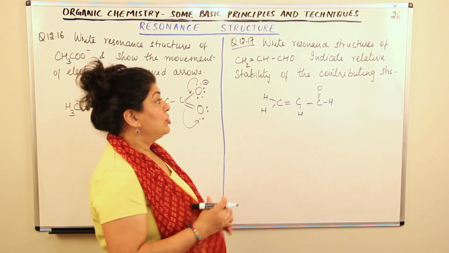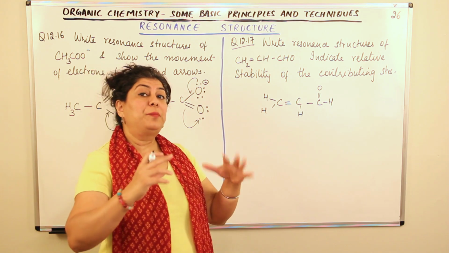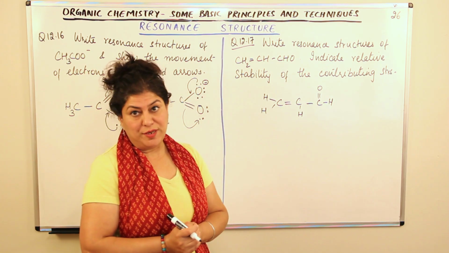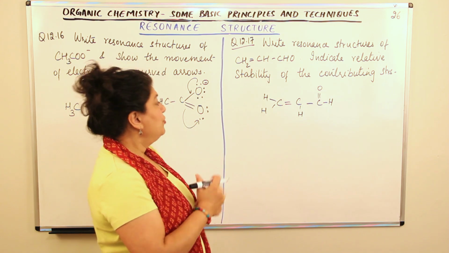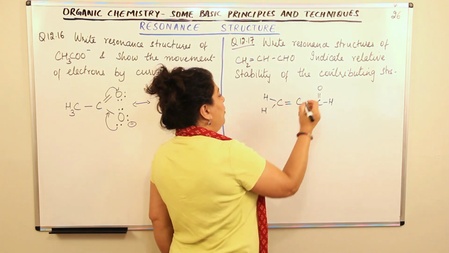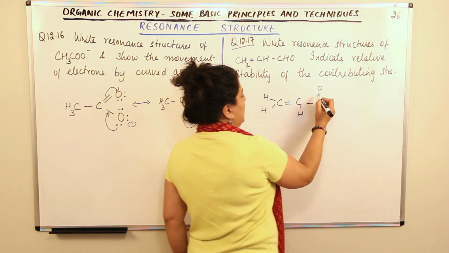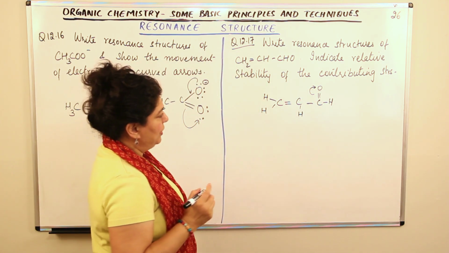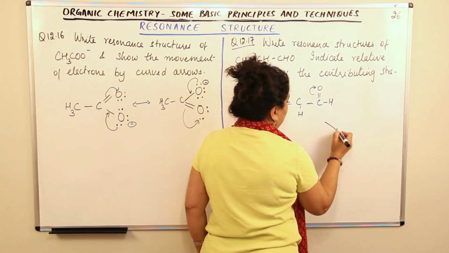And this is what we are going to start with, and let us see how the pi electrons are going to shift, how they are going to move in order to give us resonance structures. There are 2 possibilities. Since you have 2 double bonds here, this double bond can either move, the electrons can move up to oxygen here. So let's make one structure here.